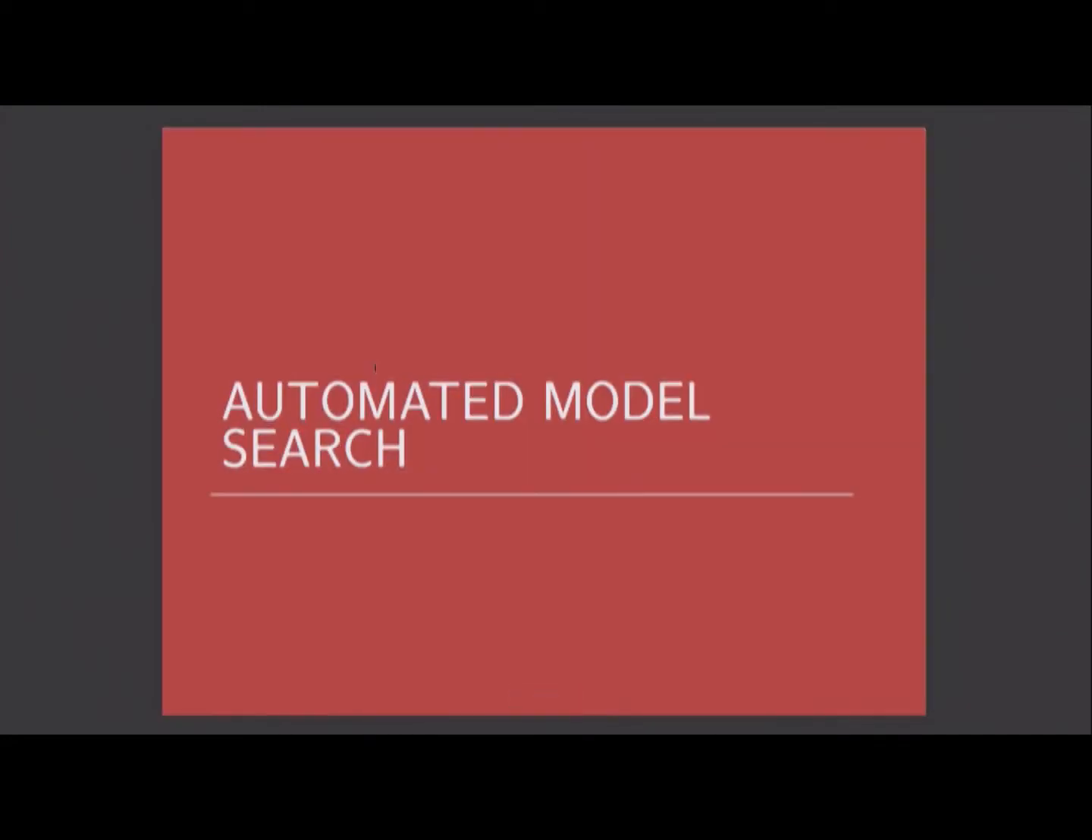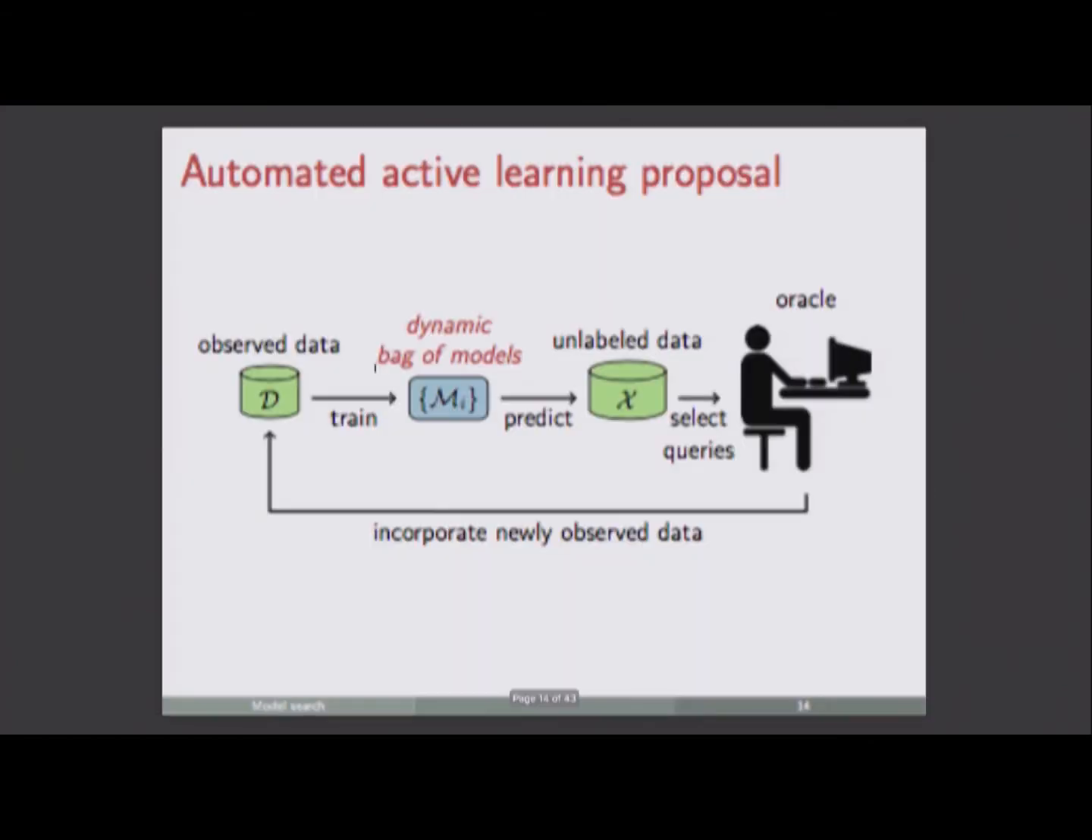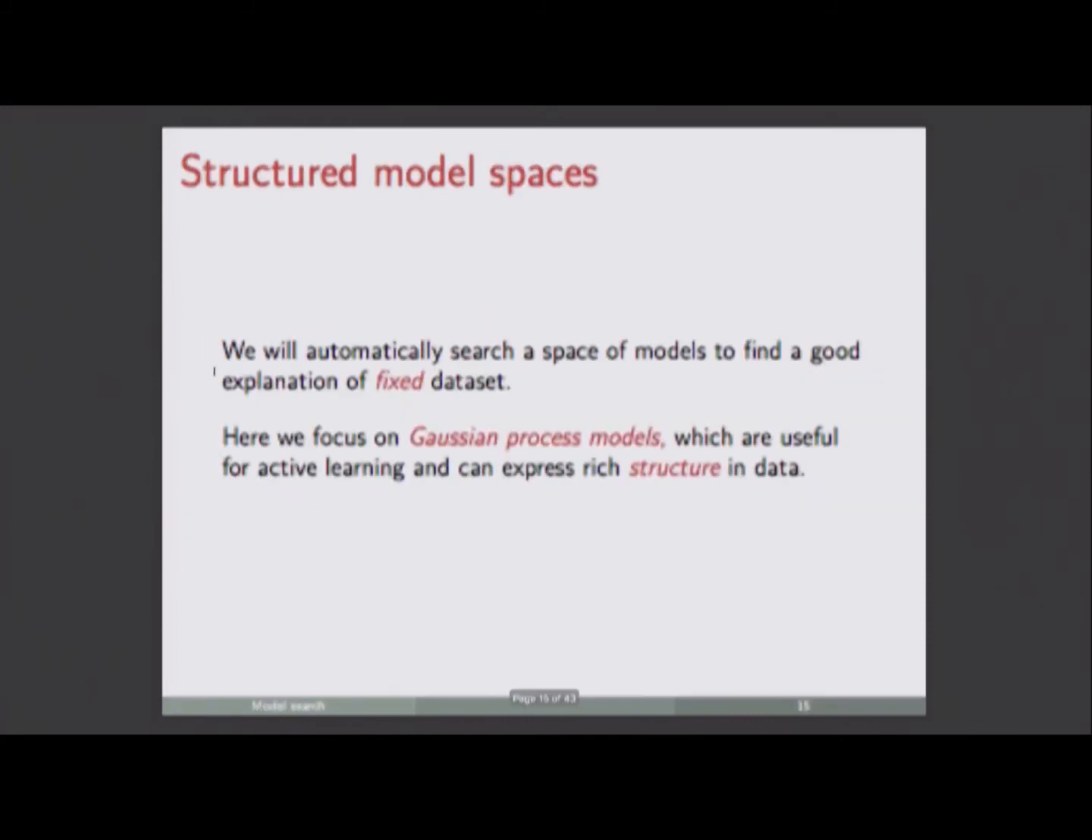Okay, so now I want to return to this question of trying to automate these active learning or Bayesian optimization procedures where we're going to be, as we gather new data, automatically exploring this space of potential models to explain our data set. And I'm just going to be looking at this one step right here. I'm going to imagine that we've got some data that we've already gathered, and we want to ask the question, can we automatically find a good model to explain this data? We need a space of models to search over. In this initial study, we focused on Gaussian process models.